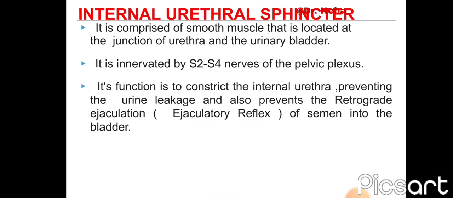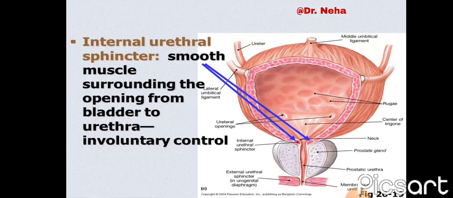Now the internal urethral sphincter. It comprises smooth muscle that is located at the junction of the urethra and the urinary bladder. It is innervated by S2, 3, 4 spinal nerves of the pelvic plexus. Its function is to constrict the internal urethra, preventing urine leakage, and also to prevent retrograde ejaculation, that is, the reflux of semen into the bladder.